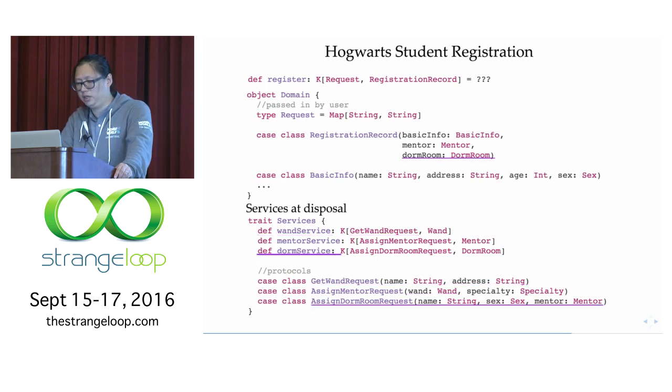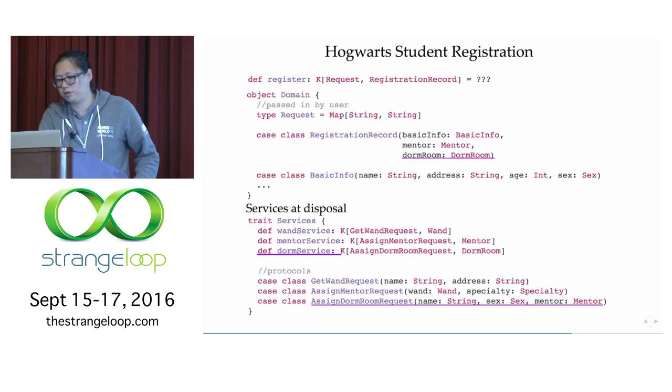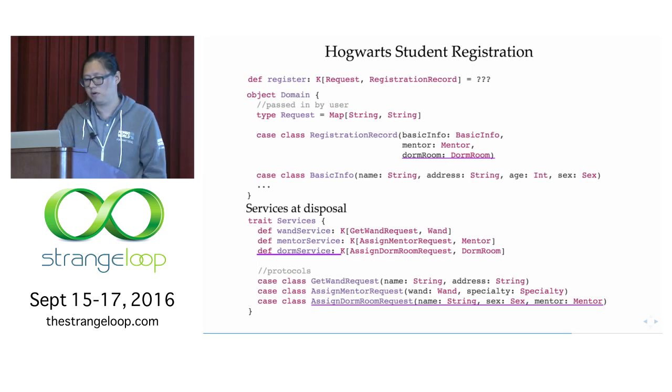That's it. And then the last thing it does is to assign you a dorm room, and the dorm room service takes in an assign dorm request, which takes in a name, a sex, a mentor. The reason it needs the mentor is that it tries to make sure that people with the same mentor live relatively close to each other, so that they can, I don't know, fight each other.